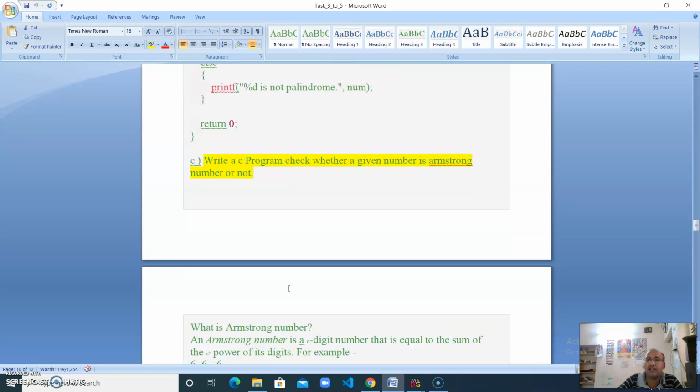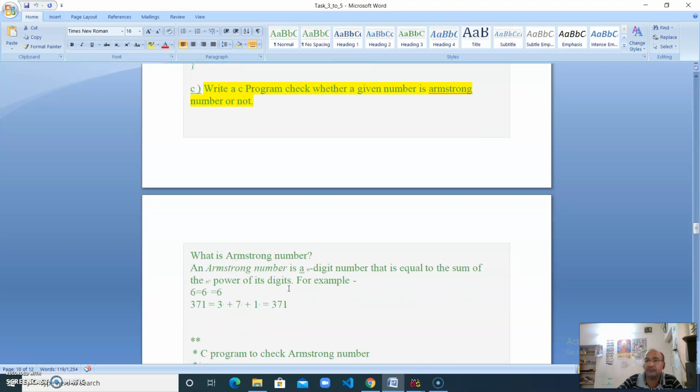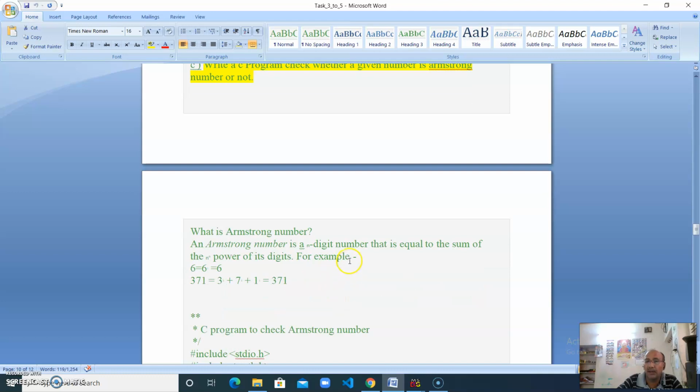What exactly is an Armstrong number? I will give an example. Suppose, for example, 371. We have to take the individual digits. What are the individual digits of 371? 3 to the power of 3 plus 7 to the power of 3 plus 1 to the power of 3.